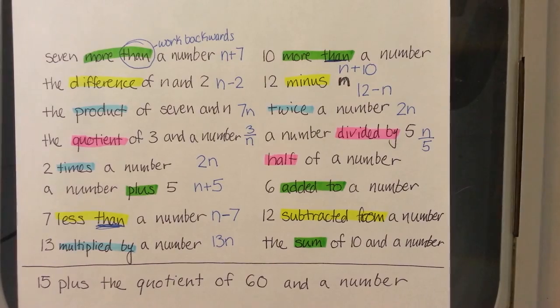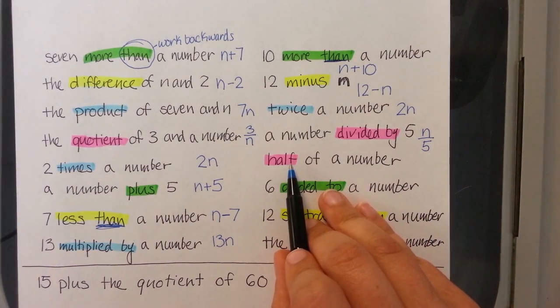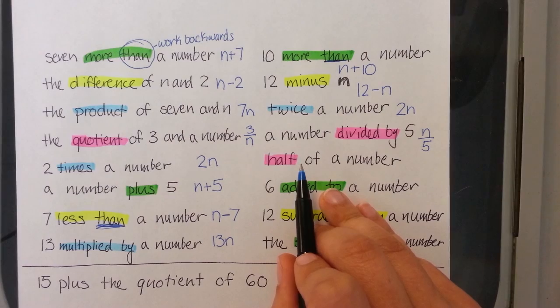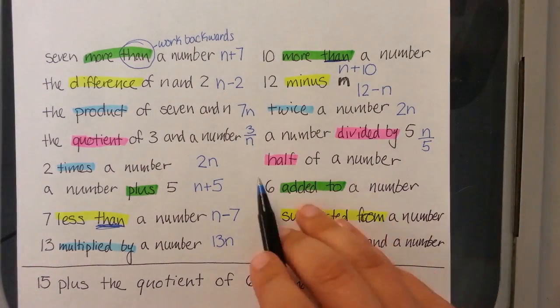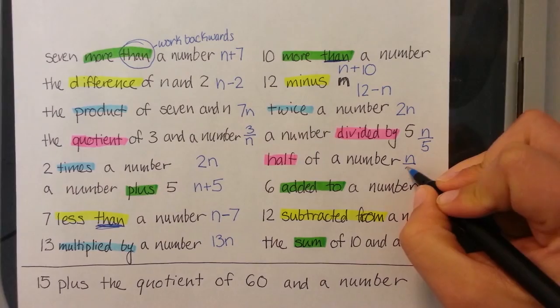All right. Next one, half of a number. Half is kind of like twice, except instead of multiplying by 2, it always means that we're dividing by 2. A third would mean we would be dividing by 3. A fourth would mean we'd be dividing by 4, and so on. So for this one, we're going to do half of a number, so this is N divided by 2.